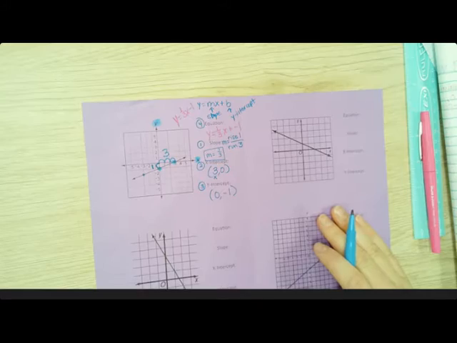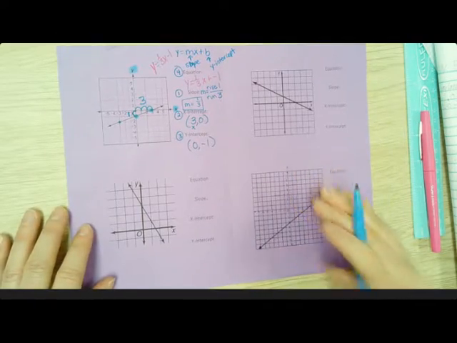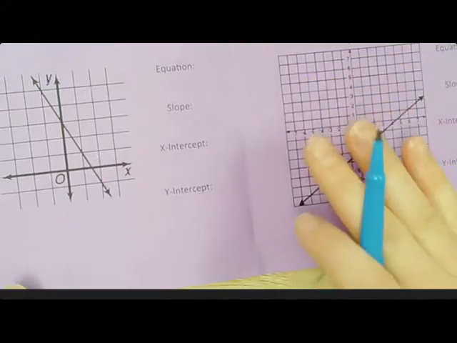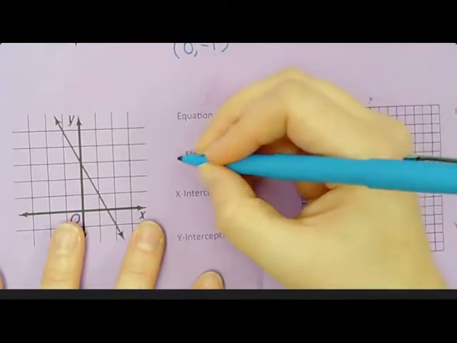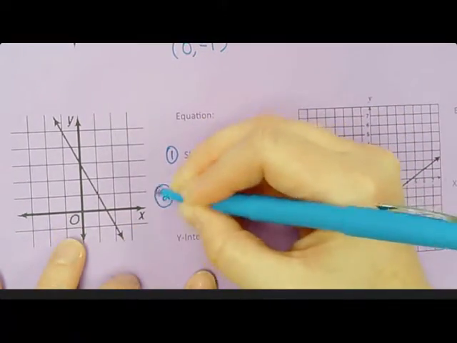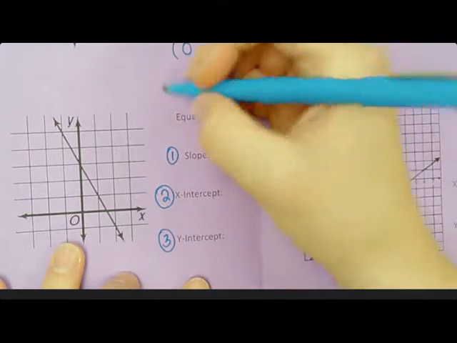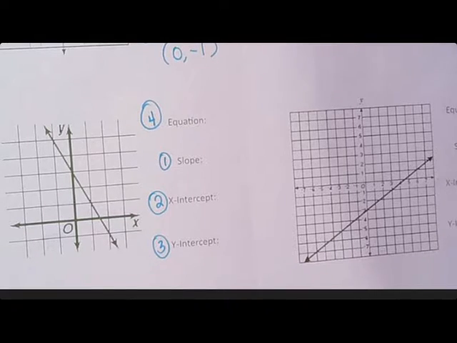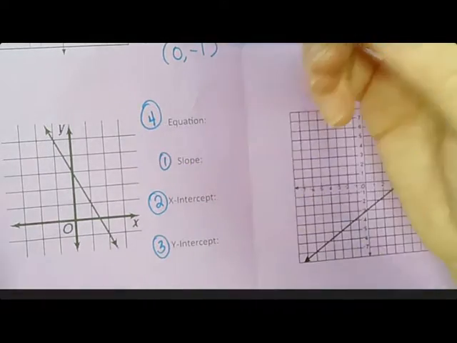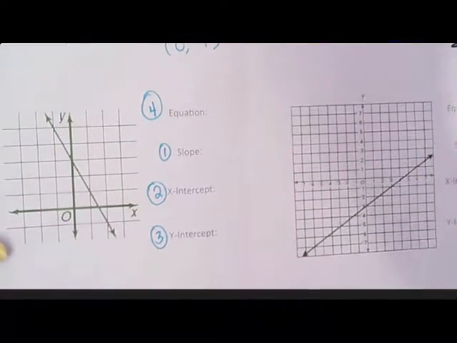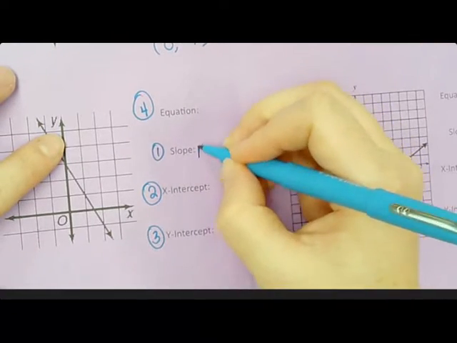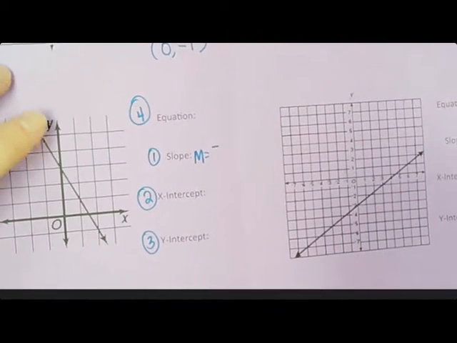Okay, do you have any questions on that one? No? Okay, so let's go to the next one. We're going to follow the same steps: the slope, x-intercept, y-intercept, equation. For the slope, what do you notice automatically whenever you look at this? It's negative. It's going downhill. So m equals negative, we know there's going to be a negative there.